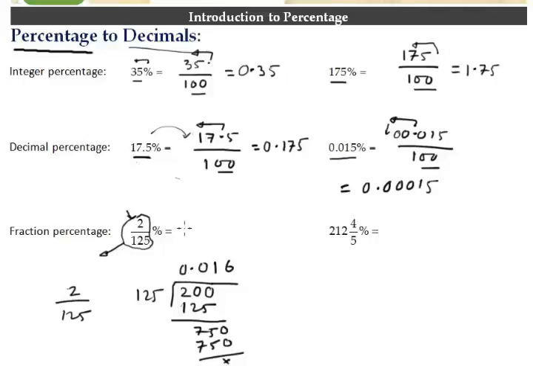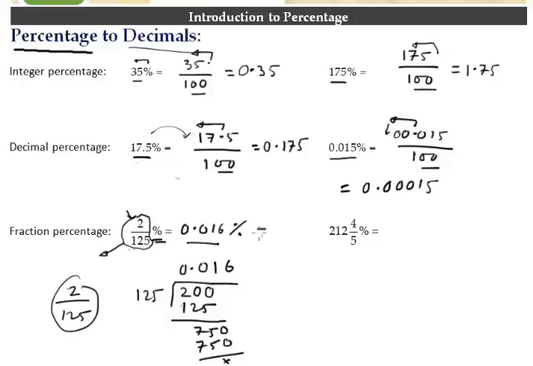So this one we can write 0.016%. We must keep this percent, because this is a percentage, we did not convert anything, we just took the value part and converted that value part into decimal. So percentage is still there.